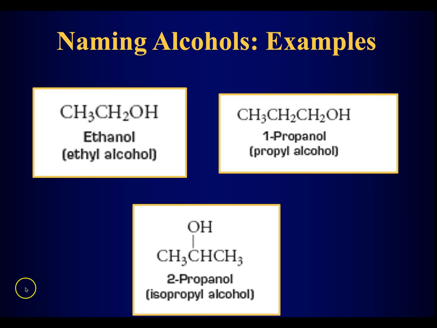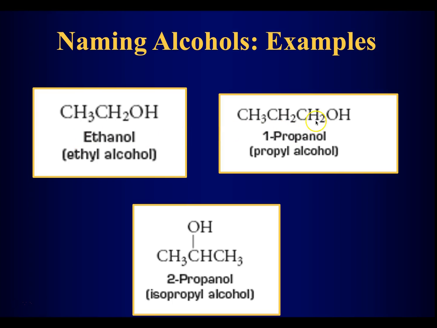So looking at 3 examples here, I have ethanol. Ethyl alcohol is the common name, ethanol is the IUPAC name. Notice there is no number out front. That is because it doesn't matter which side I put the OH on, it's going to give us the same compound. So it doesn't matter if I put a 1 out front for ethanol.